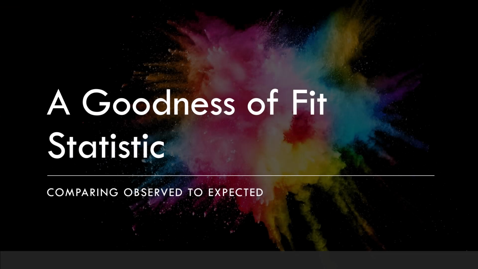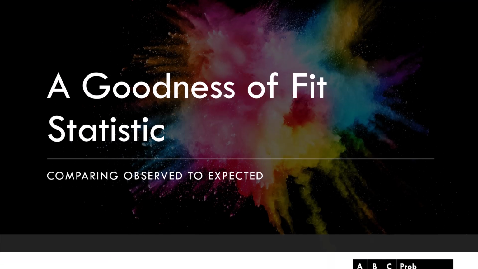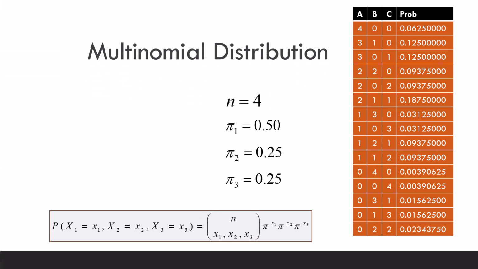In this series, I have been talking about having an expectation of the probability that a randomly sampled unit will be placed into a specific category. In this video, we're going to look at a goodness of fit statistic, which is a way of comparing what we observe to what we expect. Here is an example of a multinomial distribution.